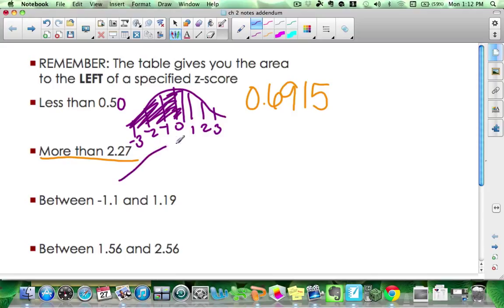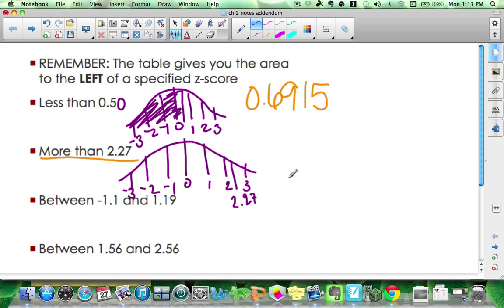I'm going to start by drawing a curve again, and you may be wondering, do I really need to draw this same exact curve every single time? Well, guys, this is just one step in a very important multi-step process, okay? And so for right now, yes, because that curve is going to become very, very important, just like it was with those 68, 95, 99.7 problems. So here's 2.27. More than means I shade to the right because it's a number line.